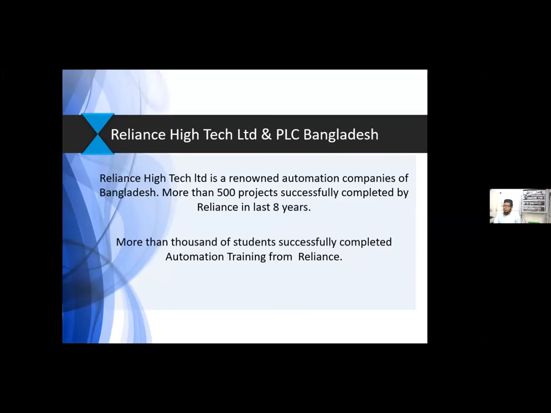And we have some big suppliers like Bangladesh Ordnance Factory, and we also have a training center. More than 1,000 students have already passed from our training center, and they are doing jobs in different countries and different situations as maintenance engineers and automation engineers.